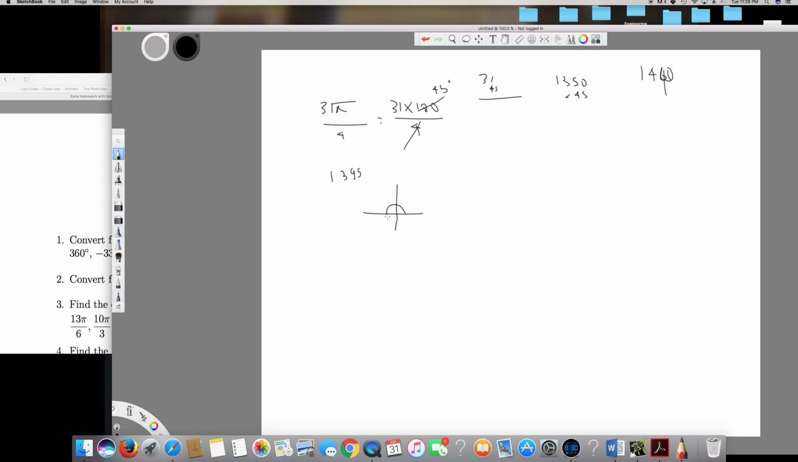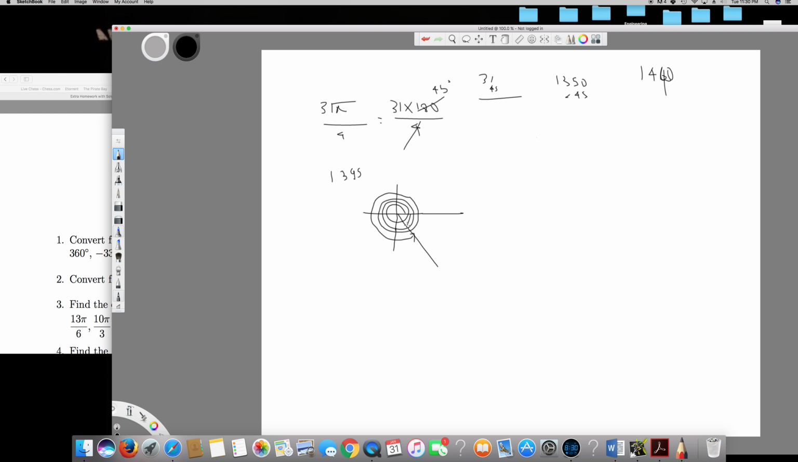Okay, 1 circle, 2 circles, 3 circles, and the fourth circle doesn't need a full circle, it just stops short by 45. So it's going to be equal to 315 degrees. It means we treat it as a 315 degree angle. So in 315 degrees, this is in the fourth quadrant, right?